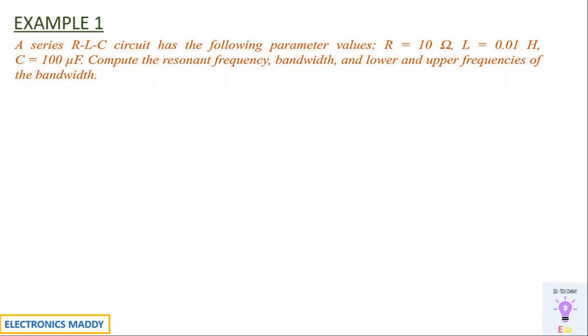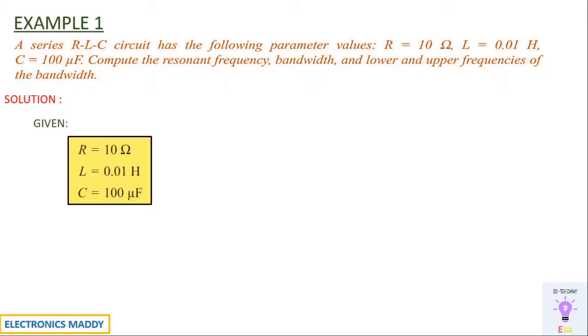This is the first example. A series RLC circuit has the following parameters: R, L, and C are given. Compute the resonant frequency, bandwidth, and the lower and upper cutoff frequencies of the bandwidth. So we'll have a specific approach for the problems that we solve. The first step is to write the given data. We'll make a note of them so that we will not make any mistakes with respect to substitution.